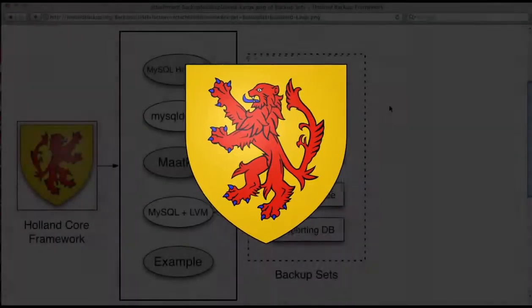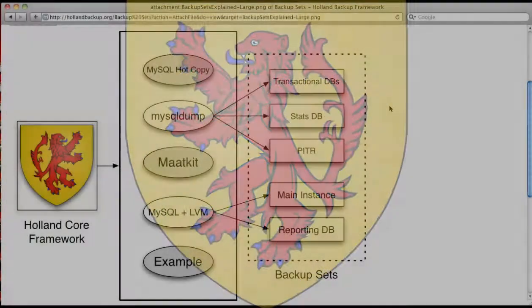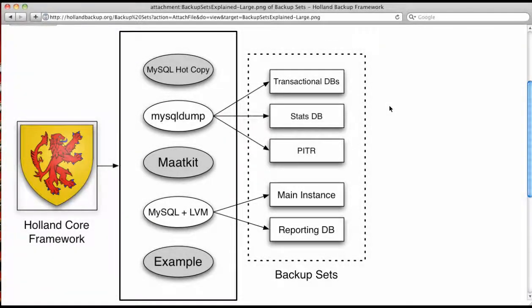In this tutorial, I wanted to provide an overview about how backup sets relate to providers in Holland. So I've pulled up a diagram that's available on the wiki to outline this, and you can see that there's three major sections. Holland Core Framework, the solid box is the actual providers, and this dotted box is the backup sets.